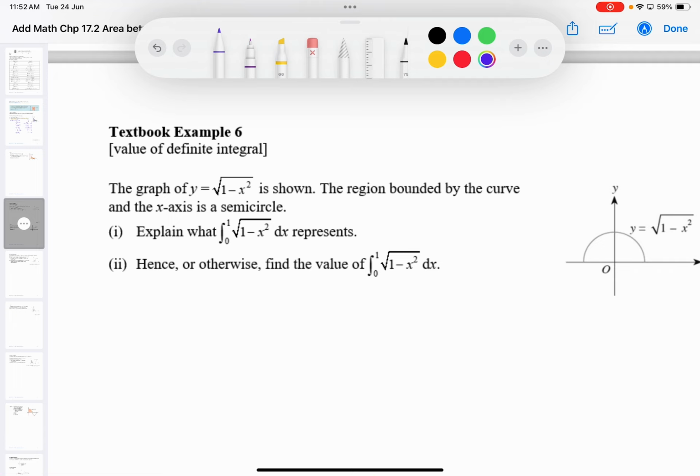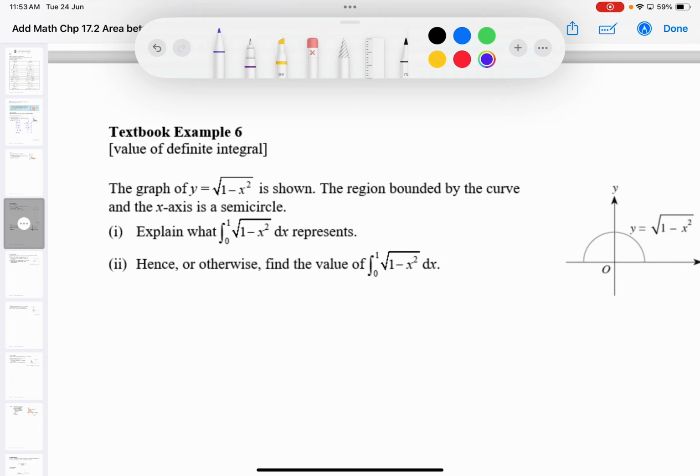Okay, so if I'm integrating from 0 to 1, what does it represent? How would you answer this question? A quarter of a circle, right? Or rather, most of you will say, if I integrate from 0 to 1, then I'm just finding the area between the curve and the x-axis from 0 to 1, right?